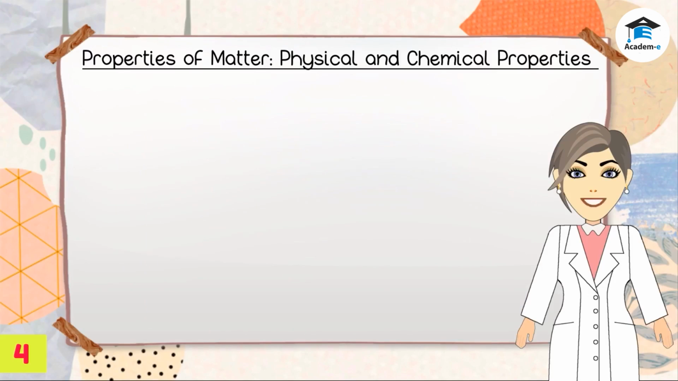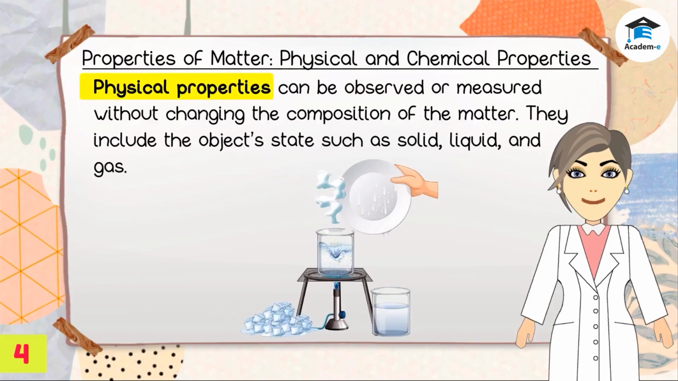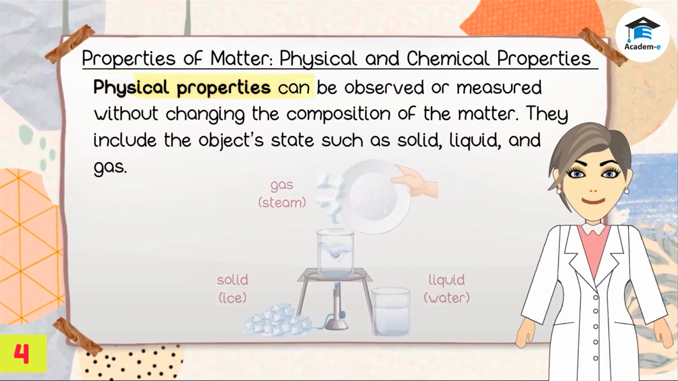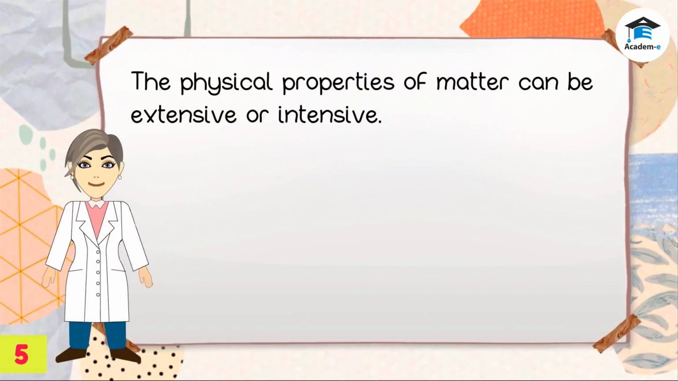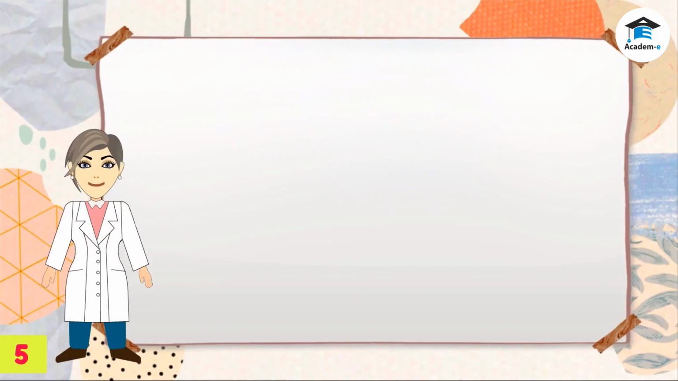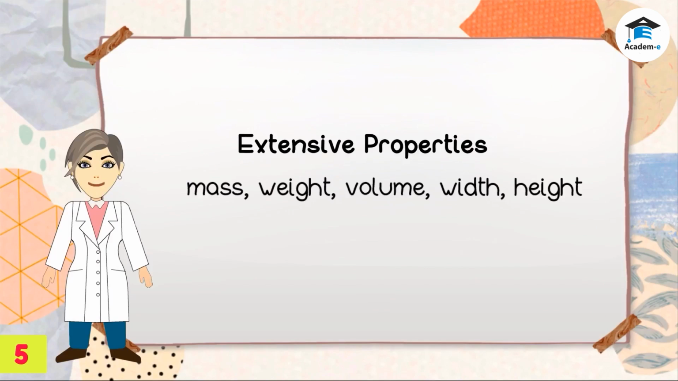Matter has properties, physical and chemical properties. Physical properties can be observed or measured without changing the composition of the matter. They include the object's state, such as solid, liquid, and gas. The physical properties of matter can be extensive or intensive. Examples of these properties are mass, weight, volume, width, and height.